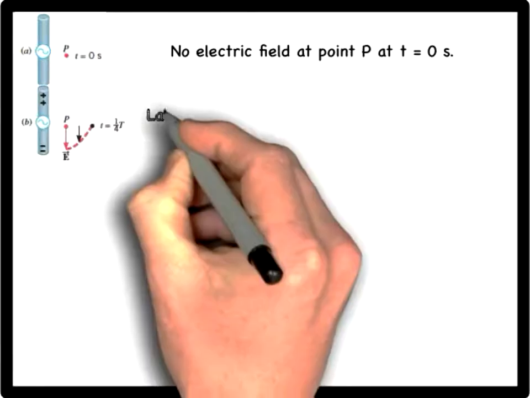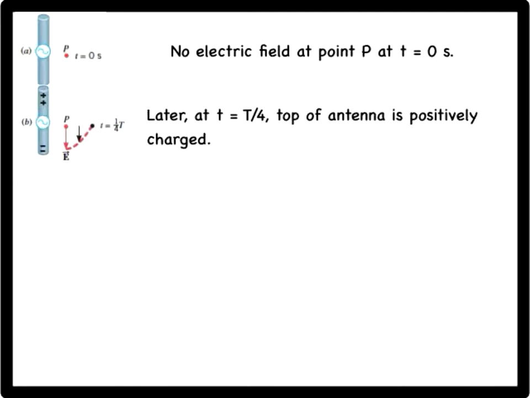Part A of the figure shows the instant t equals 0 seconds, when there is no charge at the ends of either wire. Since there is no charge, there is no electric field at the point P, just to the right of the antenna. As time passes, the top wire becomes positively charged and the bottom wire negatively charged. 1/4 of a cycle later, the charges have attained their maximum values, as Part B of the drawing indicates. The corresponding electric field E at point P is represented by the red arrow and has increased to its maximum strength in the downward direction.